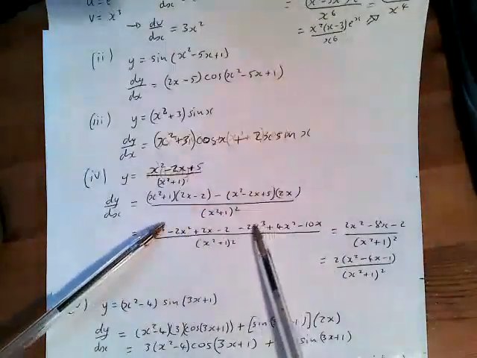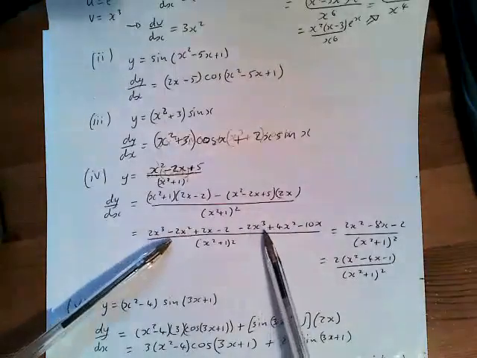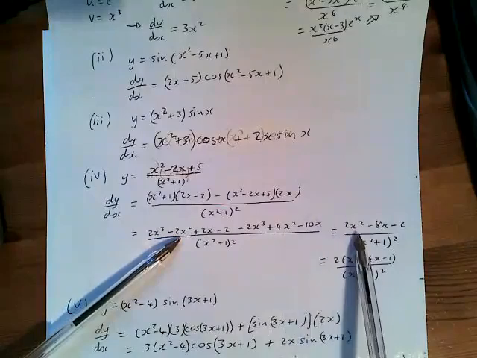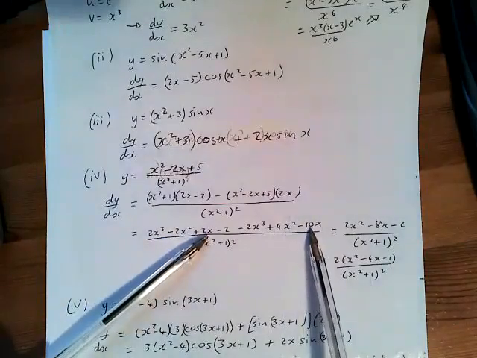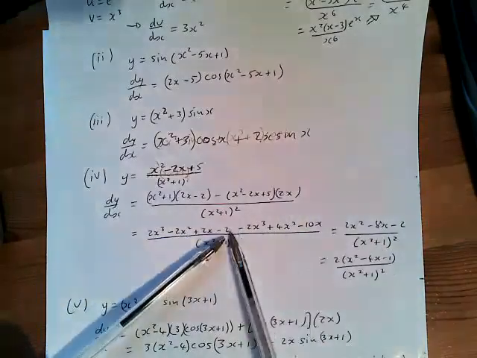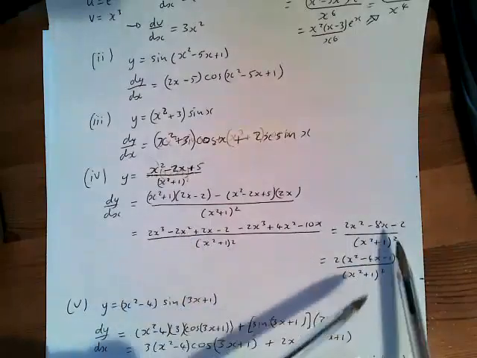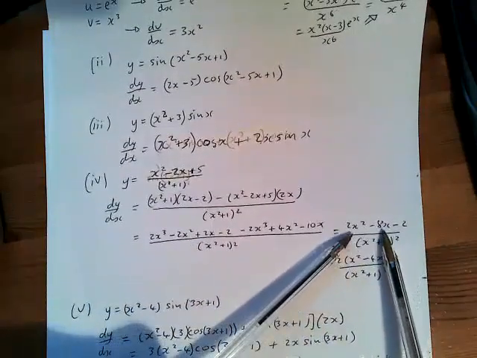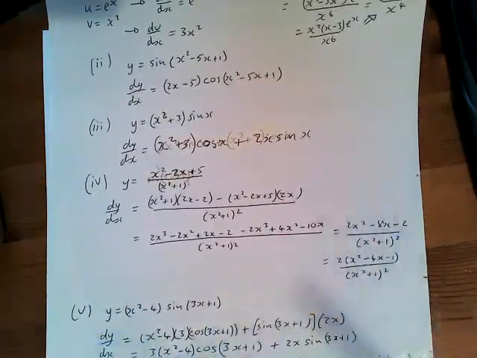The 2x cubes will cancel, these two. With 4x squared minus 2x squared is 2x squared. 2x minus 10x is minus 8x and minus 2. Then it's all over the end part squared. And if you want to, you can take 2 out as being common here.